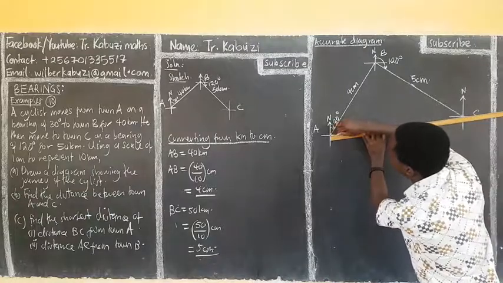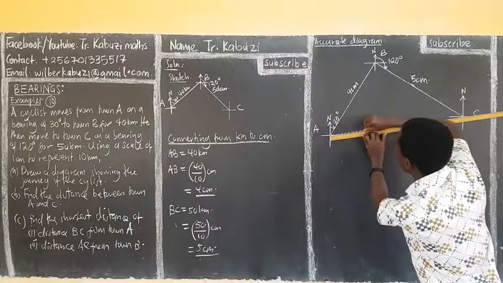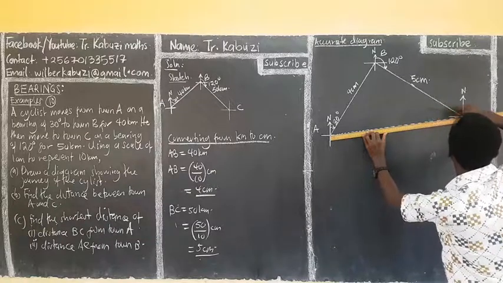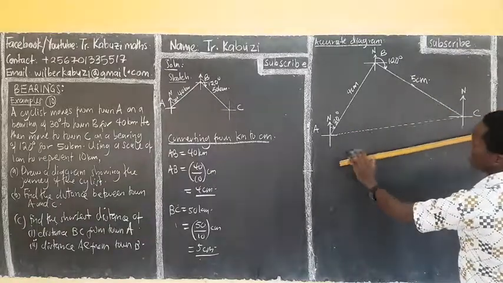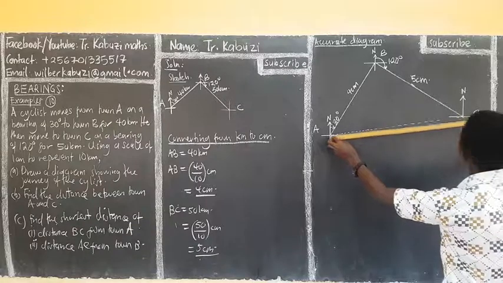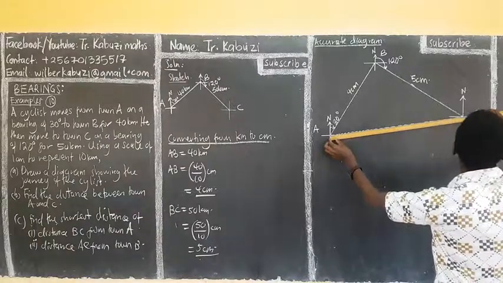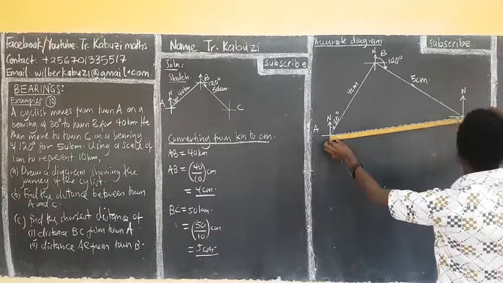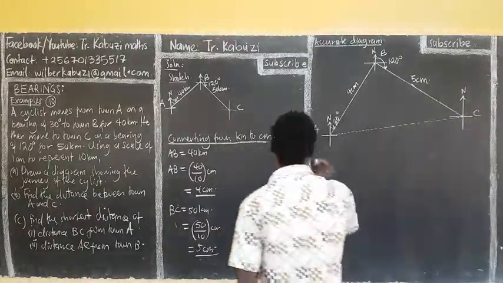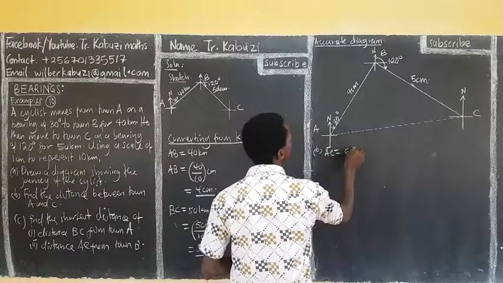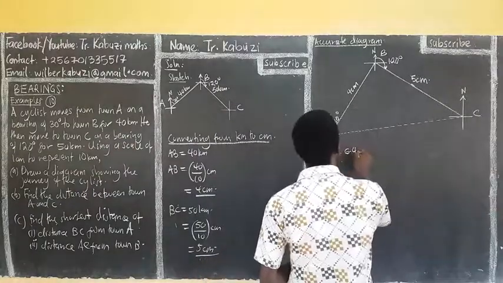Okay, you join these in dotted lines, of course, to show that this is the town C you are talking about. Then to measure that distance from here, we are getting 6.4. So my AC, from here I'm getting 6.4 centimeters.